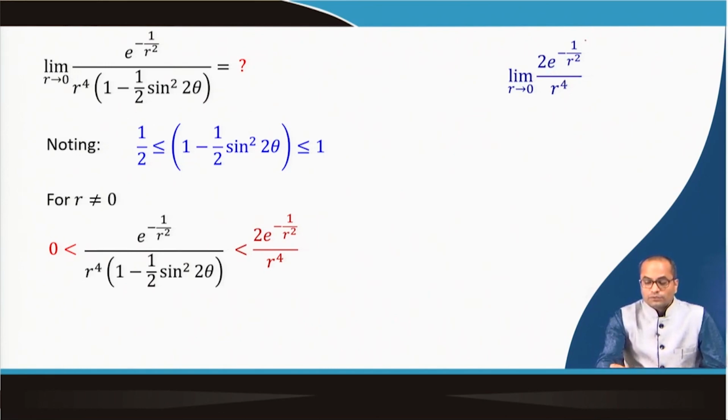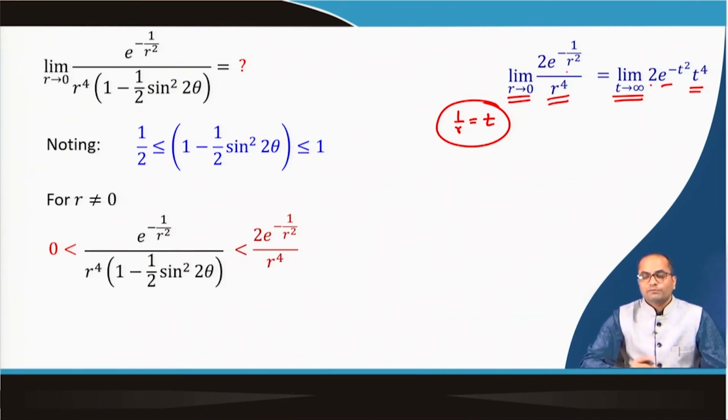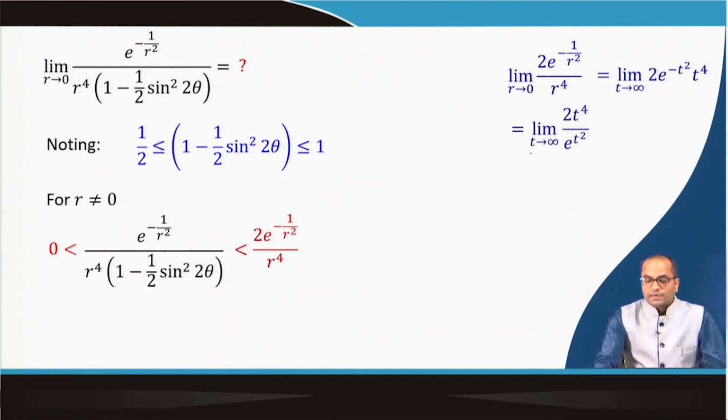Here, when r goes to 0, e power minus infinity is going to 0 and this is also going to 0. So, we can apply the L'Hopital rule, but before applying the L'Hopital rule, let us simplify this by substituting 1 over r to t. In that case r going to 0 will be t going to infinity, and 2 over r 4 will become 2 t 4, and e power minus 1 over r square will become e power minus t square.